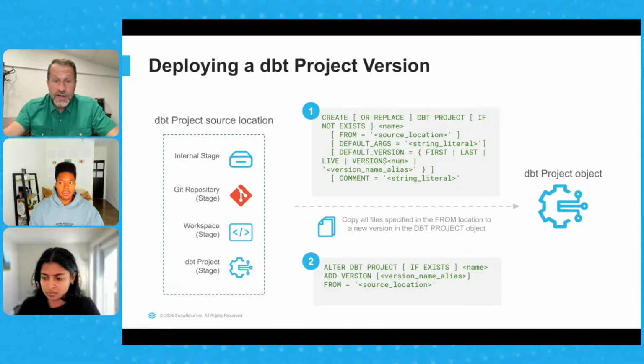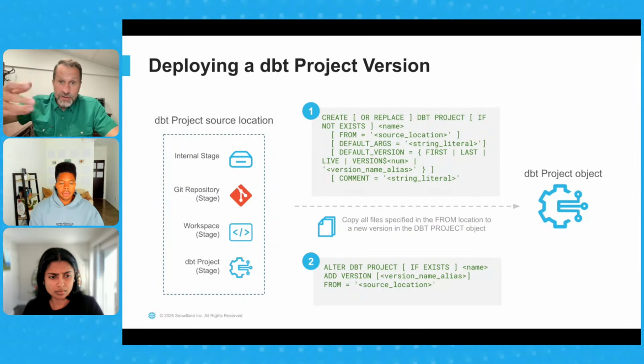That's what you're going to do, right? You're going to have a version of this dbt project object for dev, test, and prod. You're going to deploy updates to it. You're going to run those updates to make sure they work right. And then as you go through the pipeline, ultimately to prod.